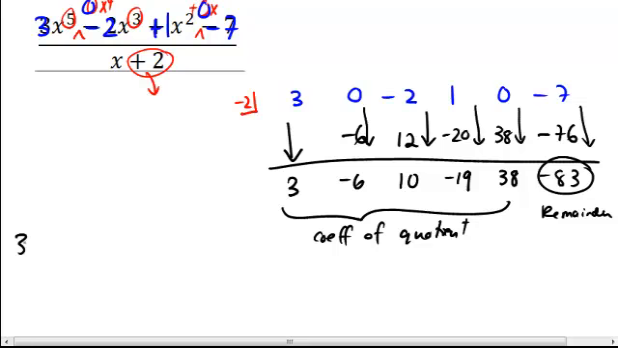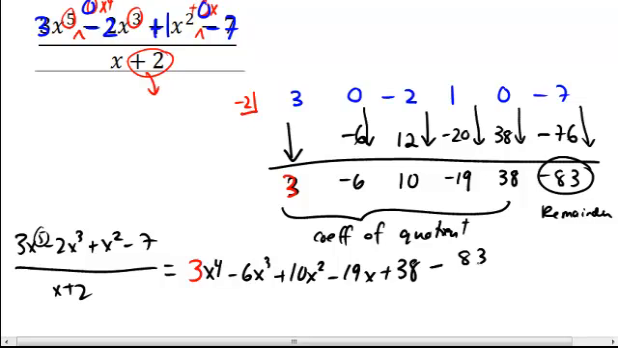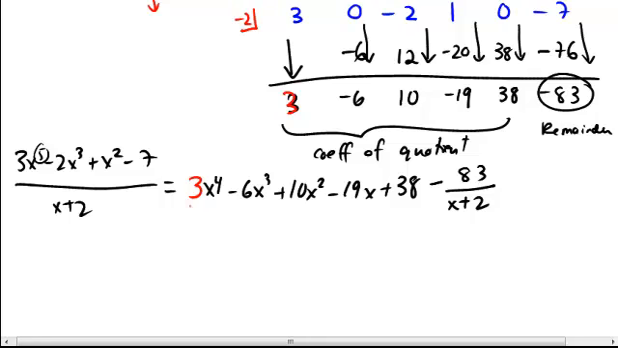So our 3x to the 5th minus 2x cubed plus x squared minus 7 divided by x plus 2 is equal to, it's always 1 degree less. So the first coefficient here is 3. So you get 3x to the 4th minus 6x cubed plus 10x squared minus 19x plus 38 minus 83 over your divisor, which is x plus 2. So if you notice, this is your quotient, this is your remainder, and this is your divisor.